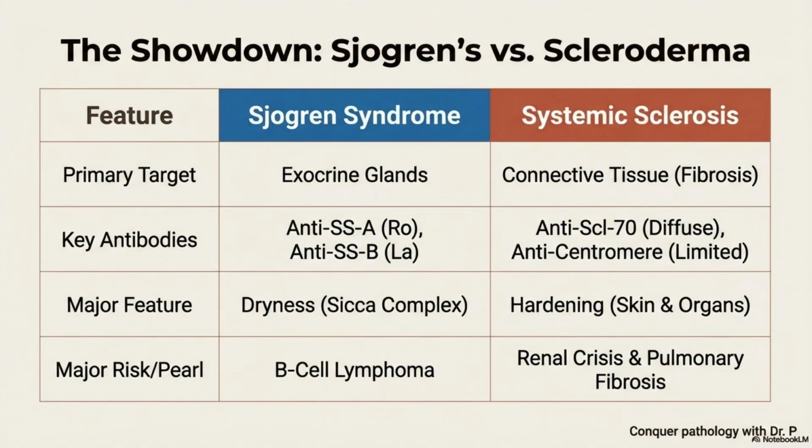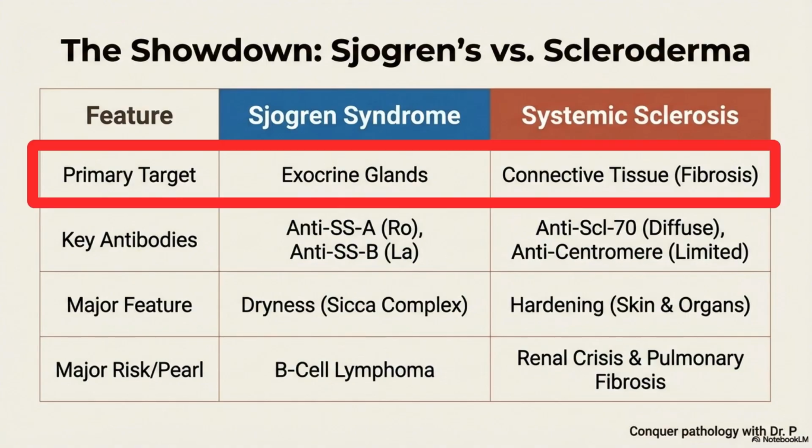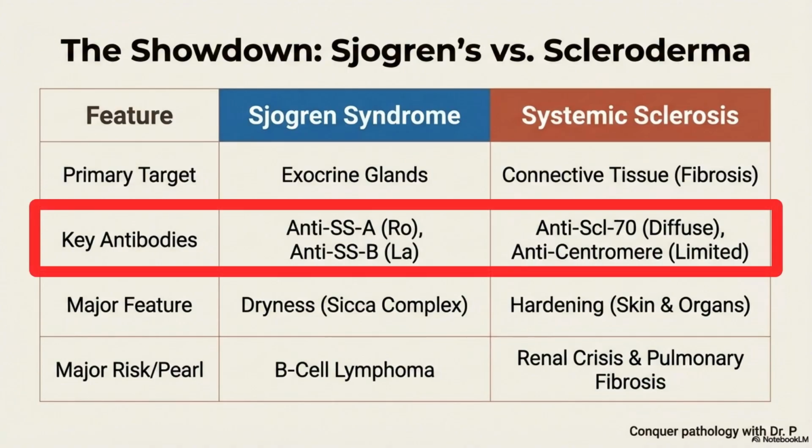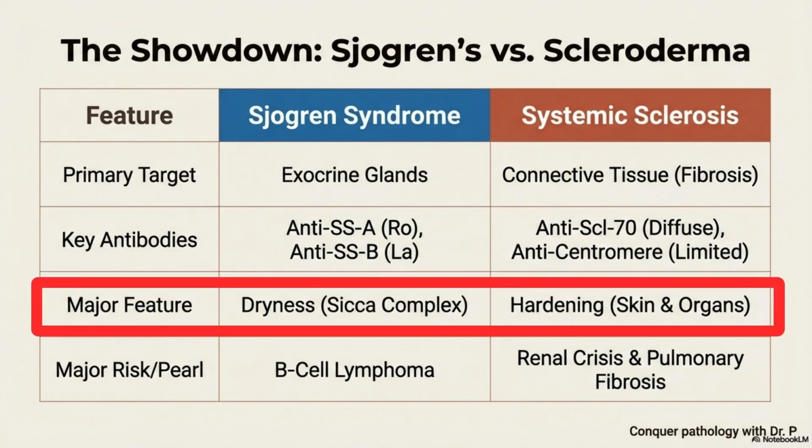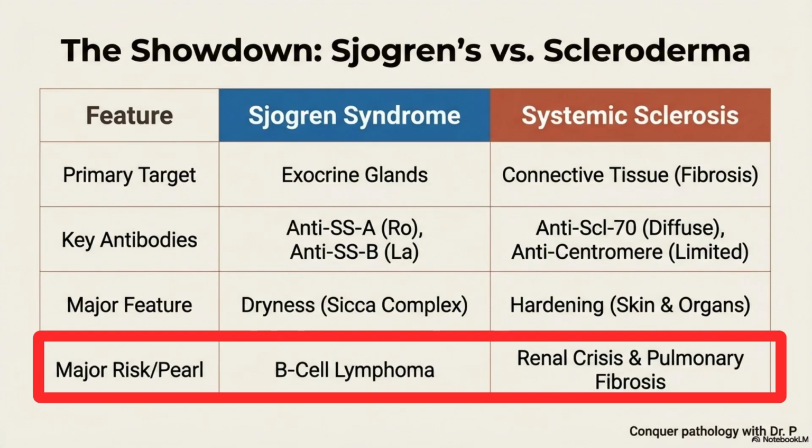Time for the showdown. Let's compare them side by side. The primary target: Sjogren hits glands, scleroderma hits connective tissue. Key antibodies in Sjogren are Ro and La, and in scleroderma SCL70 or centromere. Major feature of Sjogren is dryness, while that of scleroderma is hardening. Major risk of Sjogren is lymphoma, whereas that of scleroderma is renal crisis and pulmonary fibrosis.